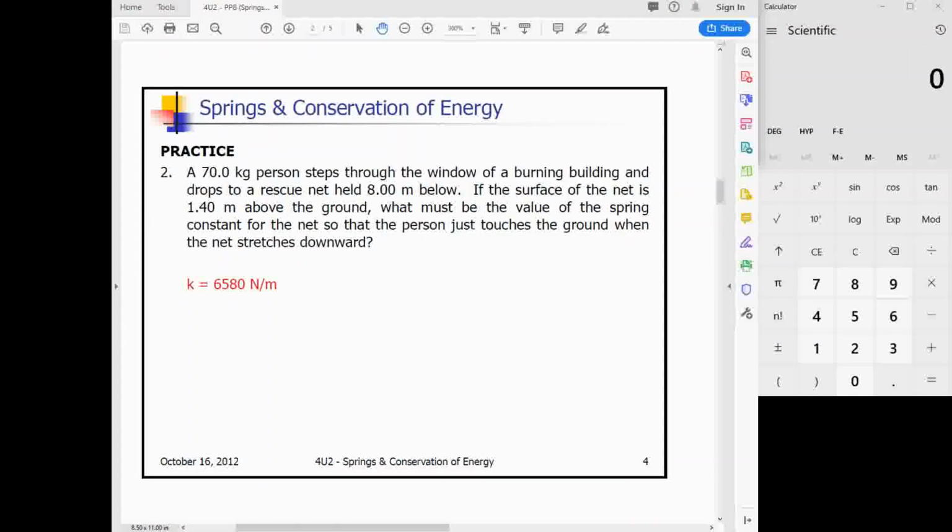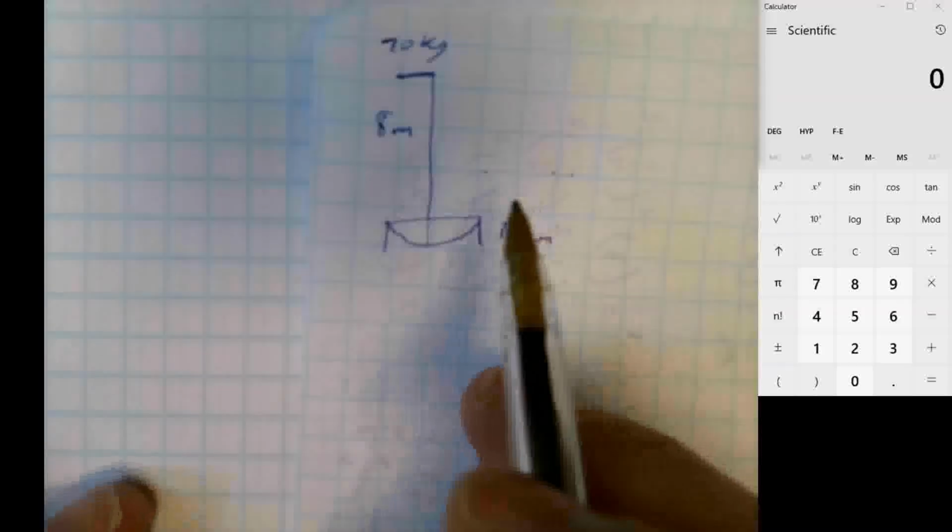So this problem, we have a 70 kilogram person. They step through a window of a burning building. They drop to a rescue net that's held 8 meters below. And the surface of the net is 1.40 meters above ground. And you're asked, what must be the value of the spring constant for the net so that the person just touches the ground when the net stretches downward? So this is a problem that involves gravitational potential energy and spring energy.